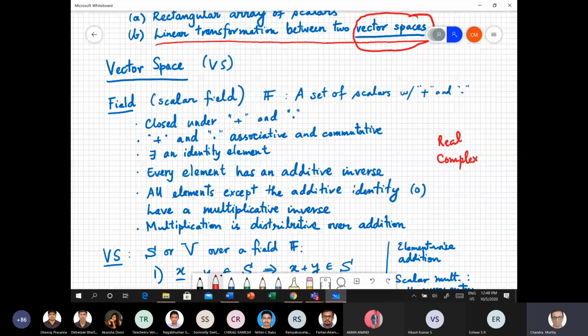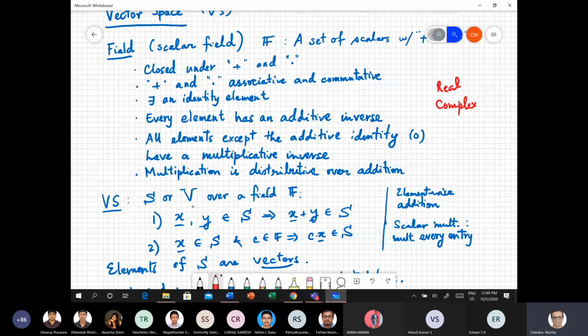Now, a vector space. I'm going to use capital S or capital V to denote a vector space. It's defined over a field F, and it satisfies two core properties. If I take X and Y belonging to this vector space S, then their sum X plus Y also belongs to this vector space S. And this sum is defined as element-wise addition.